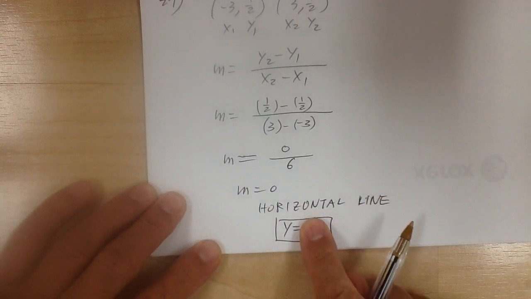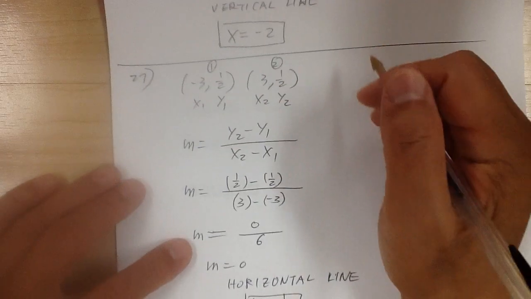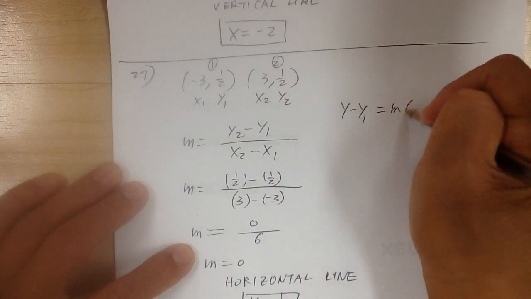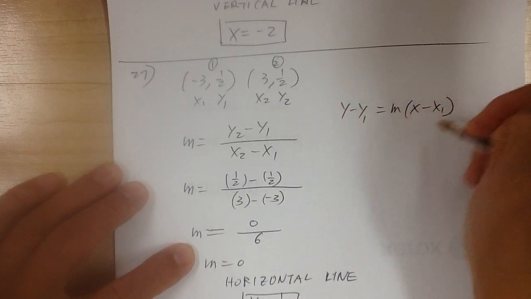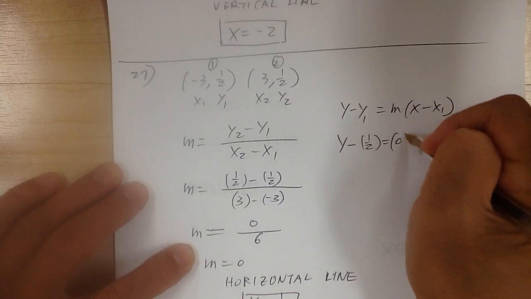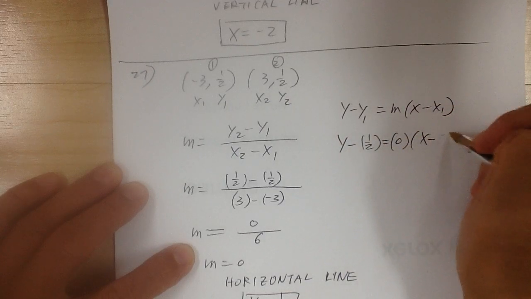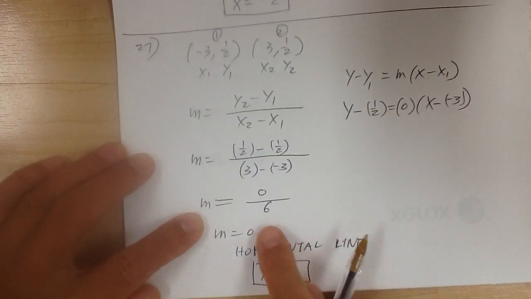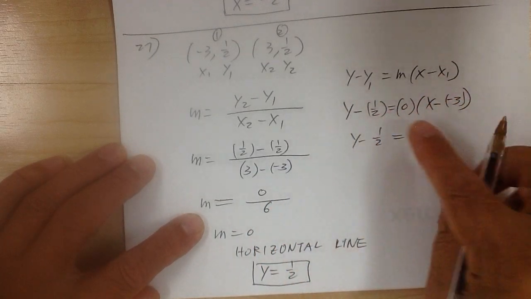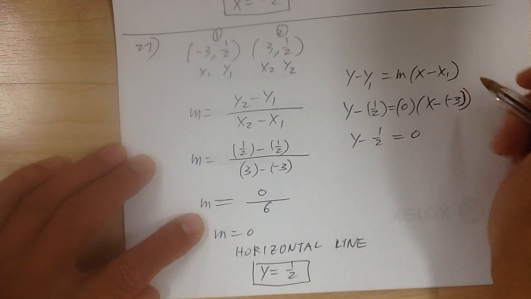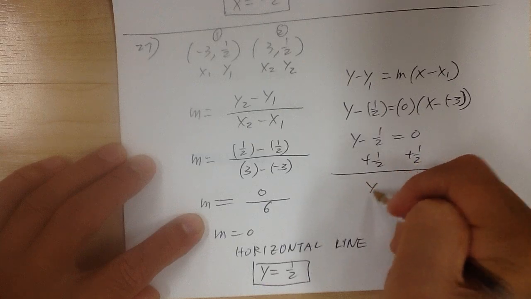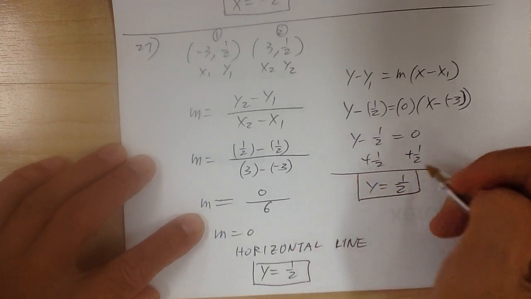Now, if you don't get that, that's okay. If you don't get it, you continue. You can do it the long way. You've got y minus y1 equal to m times x minus x1. So you substitute. You've got y minus 1/2 equal to 0 times x minus -3. If you don't get that, you just follow it through. So you're going to get y minus 1/2 equal to 0, right? 0 times anything is 0. Move this over. So you've got y equal to 1/2. So either way you get the same answer.